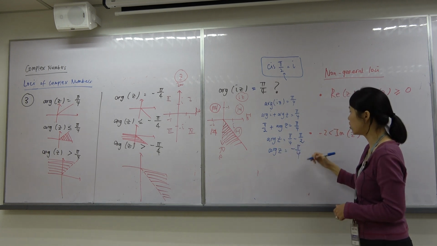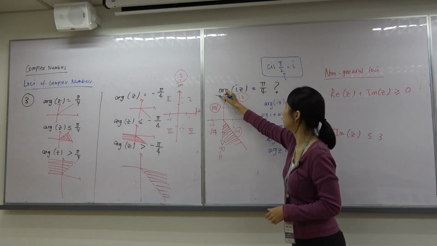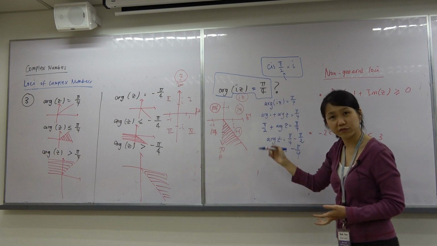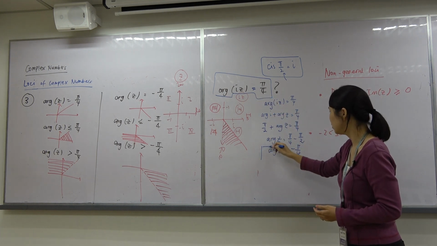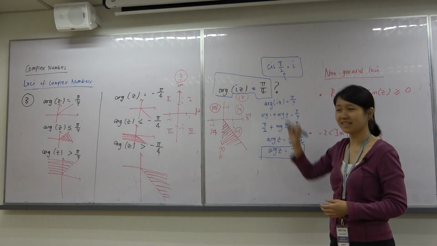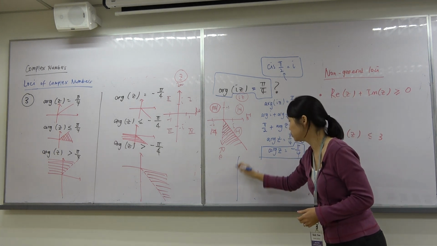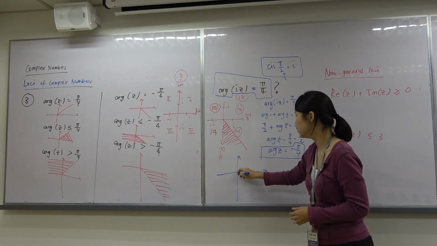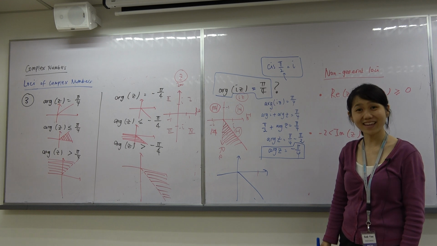So how should I draw this one? Argument of i sec equals pi over 4. I got to simply draw argument of sec equals negative pi over 4 because they are the same. So how am I supposed to draw it? Argument of sec equals negative pi over 4 is simply there. Okay, makes sense to you?